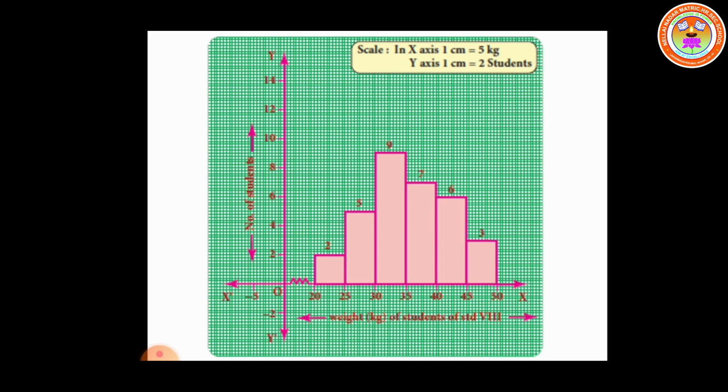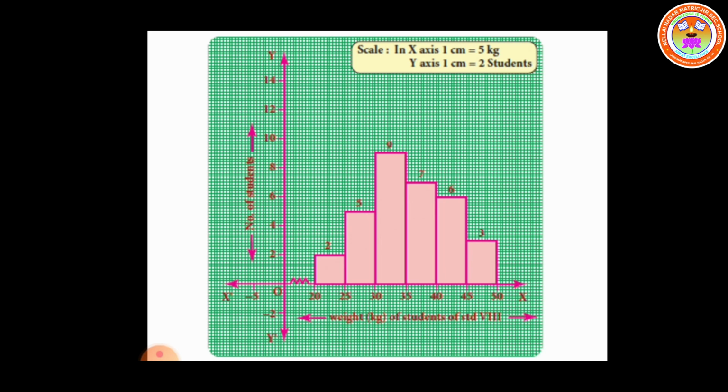Third one, the question is, how many of them are underweight? Underweight means less than 30 kg. So less than 30 kg we have 20 to 25 and 25 to 30. So the frequencies are 2 and 5. So add those, 2 plus 5, 7. So there are 7 students who are underweight.